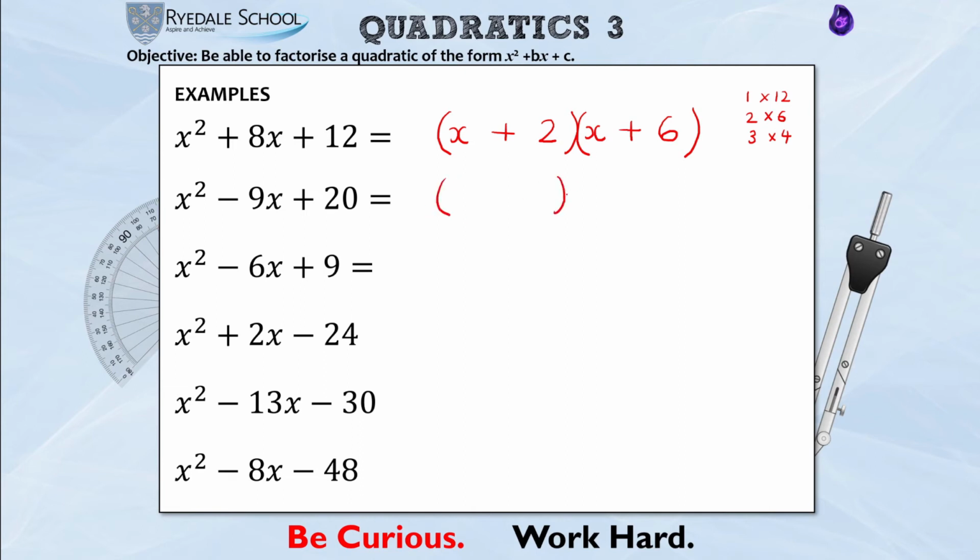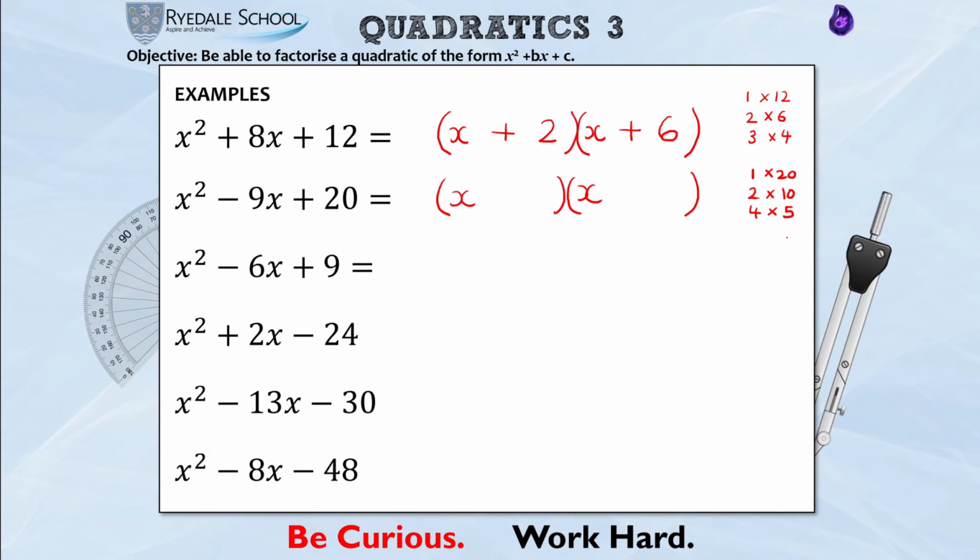Let's look at my second example. I have got x squared take away 9x plus 20. So I'm going to populate the x at the front of each bracket, and I'm going to think of things that multiply to make 20. And I normally do this in numerical order. So I'd start with 1 times 20, 2 times 10, 3 doesn't work, 4 times 5, and I've got them all. And if you go through it in that logical order, you're not going to miss any out.